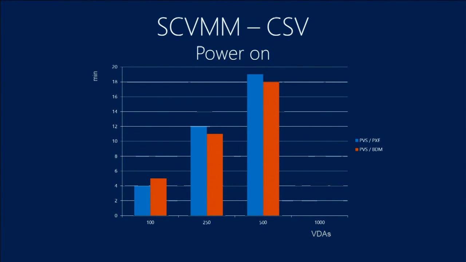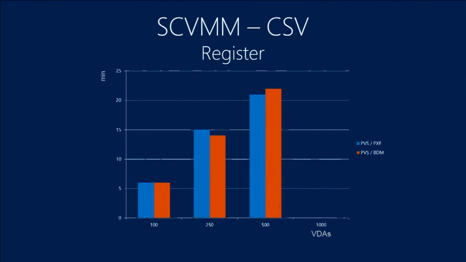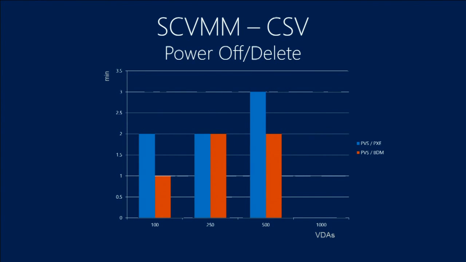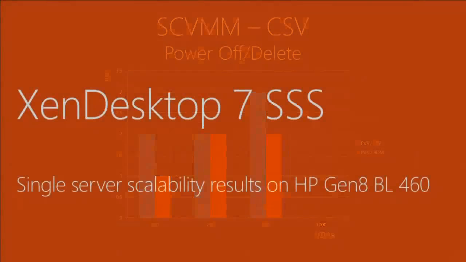Power on process here from 100 to 500, not too much of a major difference. And registration, pretty much on par. So probably the biggest real difference is creation. If you're going to use BDM, just be aware of the creation time as well as the shutdown time. There's a difference between the two of them. And then power off and delete.